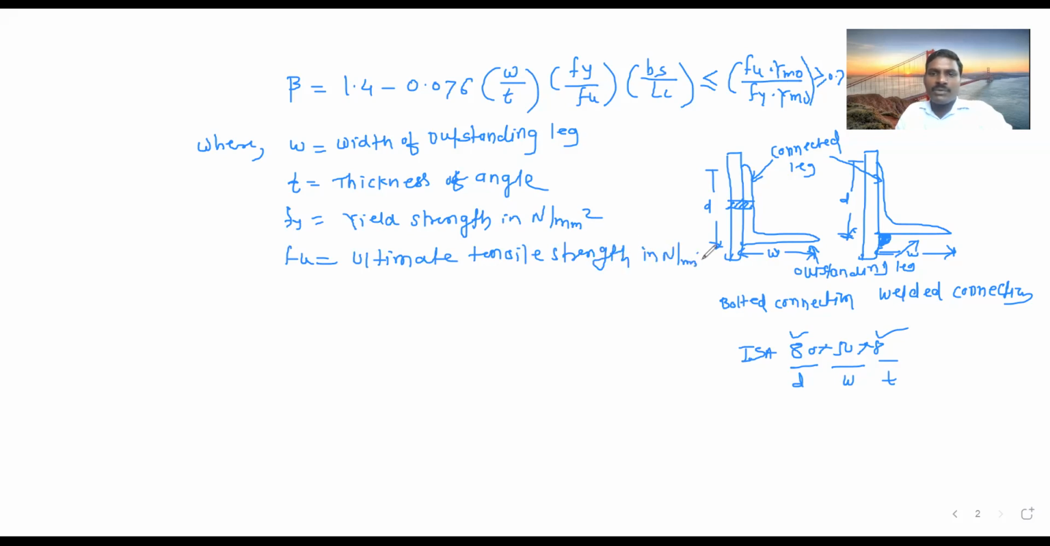In Newton per mm square. Now, a very important part is BS. Next, BS and LC. So what is BS and what is LC?